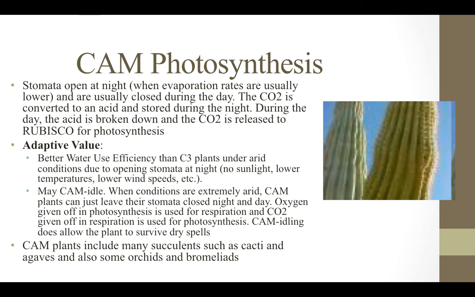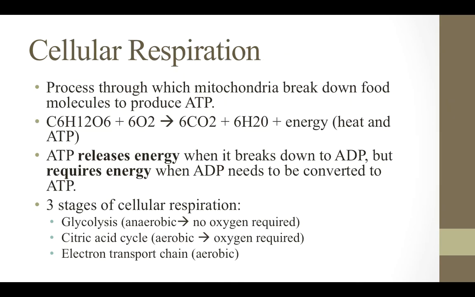CAM idling: when conditions are extremely arid, CAM plants can just leave their stomata closed night and day. Oxygen given off in photosynthesis is used for respiration, and CO2 given off in respiration is used for photosynthesis. CAM idling does allow the plant to survive dry spells. So plants that are well adapted for dry, arid conditions: cactus. CAM plants include many succulents such as cacti and agaves, and also some orchids and bromeliads. So when you think CAM photosynthesis and CAM plants, think cactus.